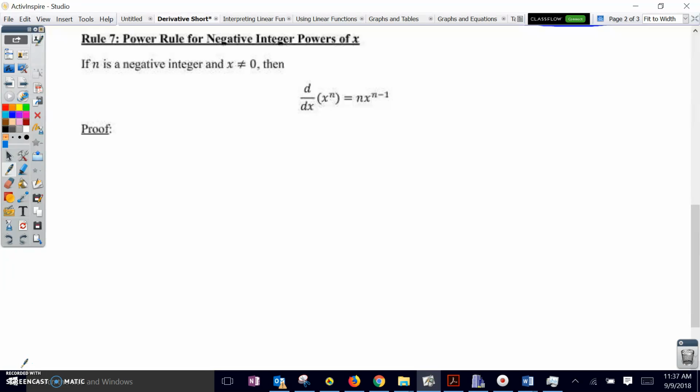Alright, in this video we're going to look at our final shortcut rule from the initial batch of derivative rules that we're going to learn, and a few other examples related to these rules. So we start with rule number 7, the power rule for negative integer powers of x, and you should notice that this is identical to the power rule for positive integer powers of x, except we now are saying n can be a negative integer.